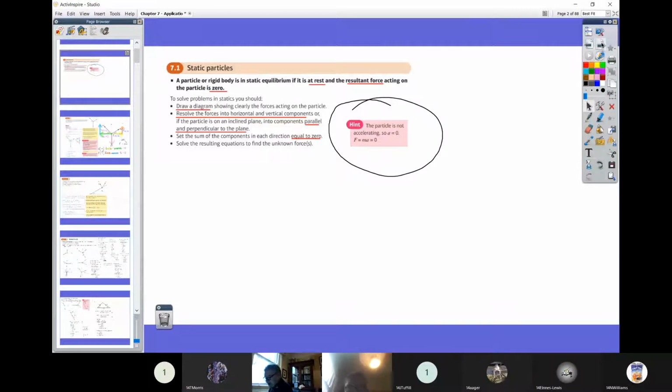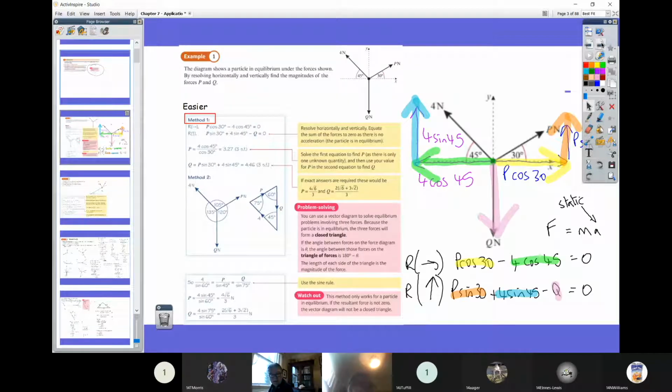So what we've got here, oh, you can't see it yet, sorry, there we go. We've got a 4 Newton force going off at 45 degrees to the left. We've got an unknown force P going off at 30 degrees to the right. I've expanded the diagram over on the right, guys. And then we've got Q going straight downwards. So we just break down the 2 diagonal forces into their components.